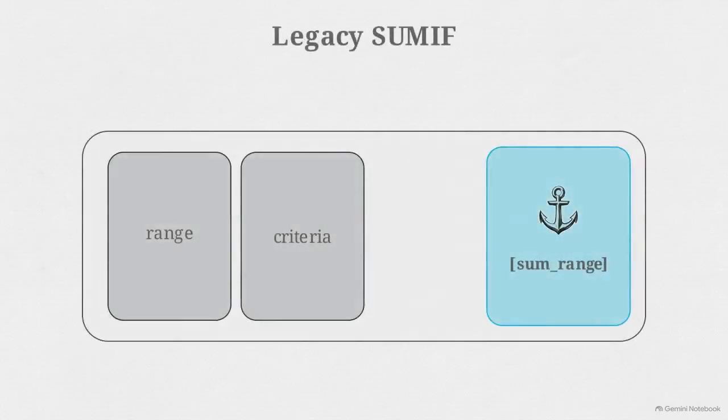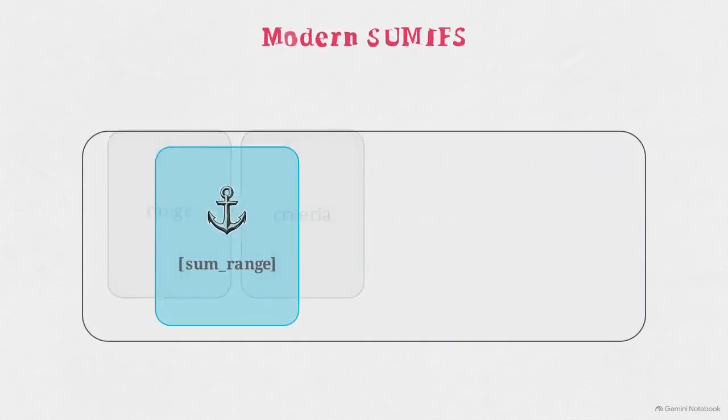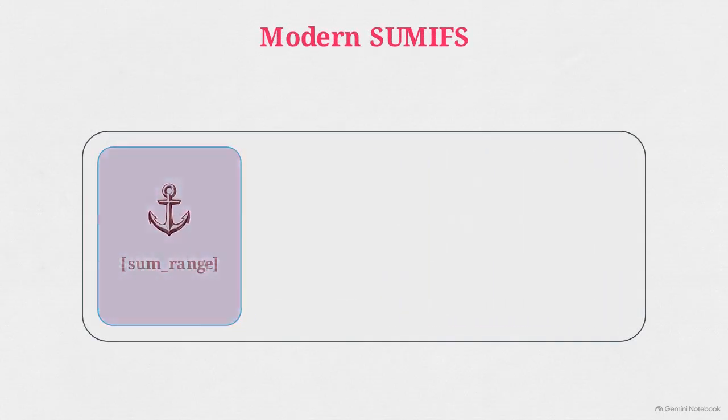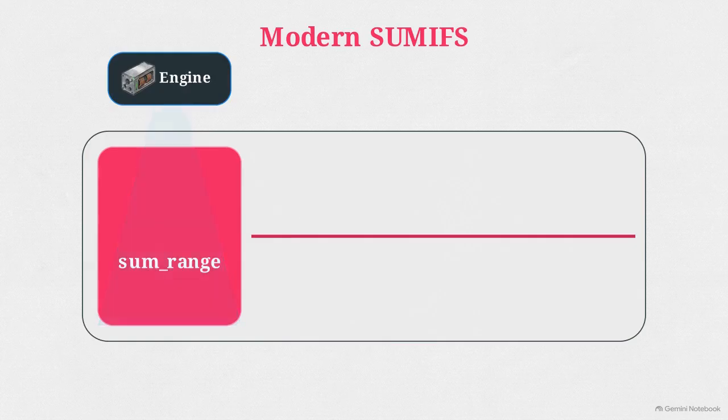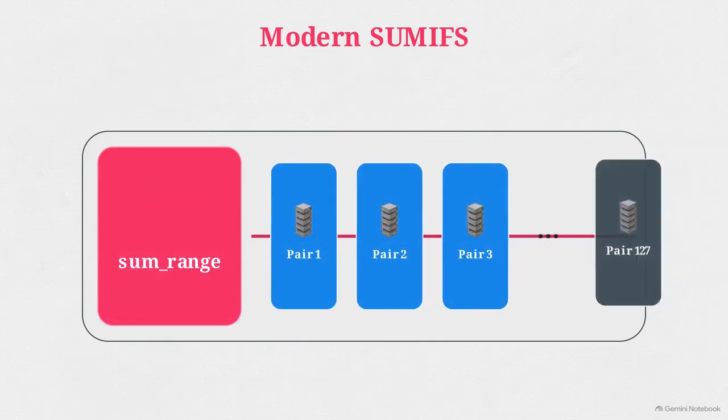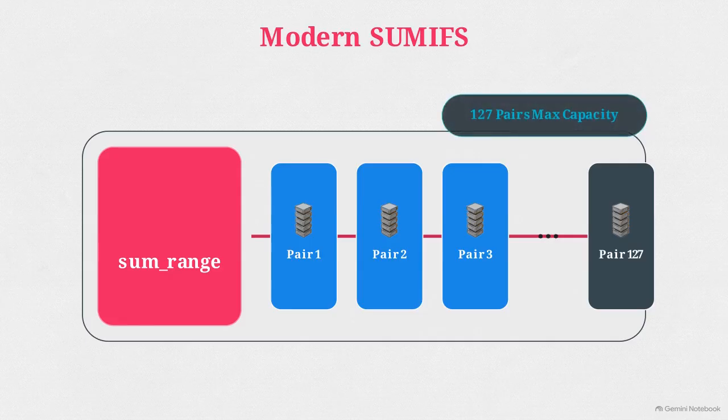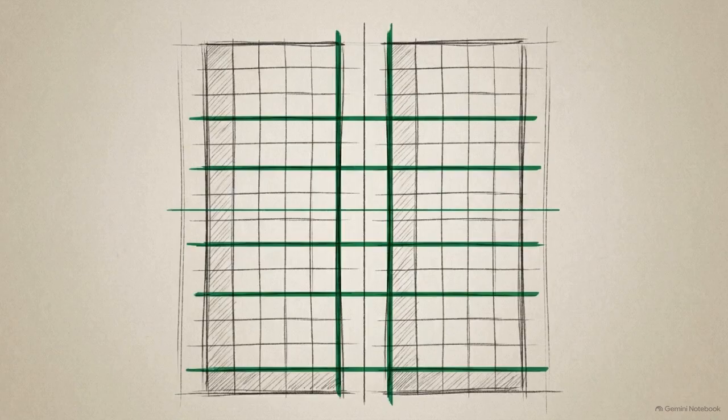Modern SUMIFS mandates that the sum range argument be front-loaded as the mandatory first argument rather than tacked on at the end. This front-loading anchors the aggregation target immediately. It removes operational ambiguity for the calculation engine before it processes up to 127 variable criteria pairs. Precise awareness of data types and strict adherence to dimensional alignment are non-negotiable prerequisites for accurate upstream analytics.